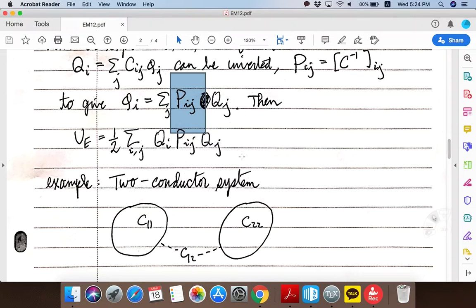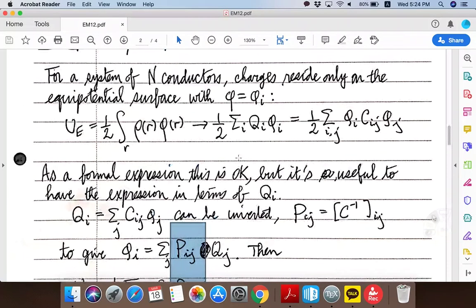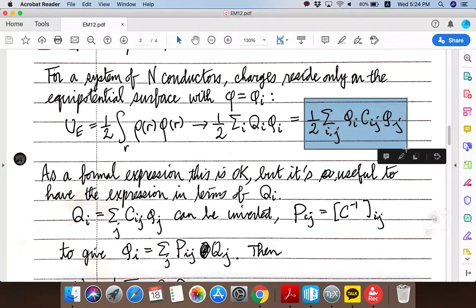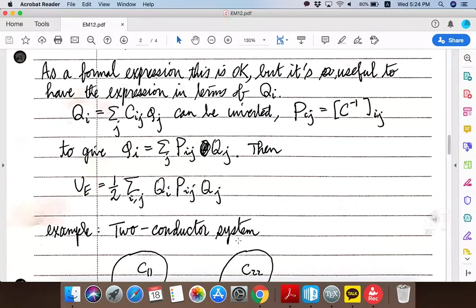Okay, well, and using this, the nice expression for the total electrostatic energy becomes an equally nice expression now written out in terms of the charges rather than potentials.